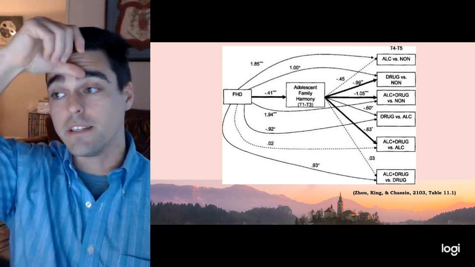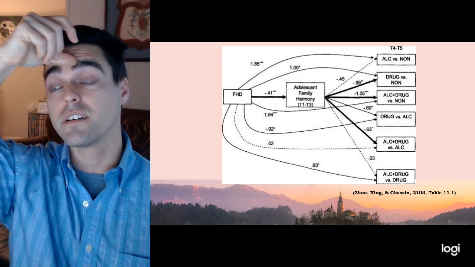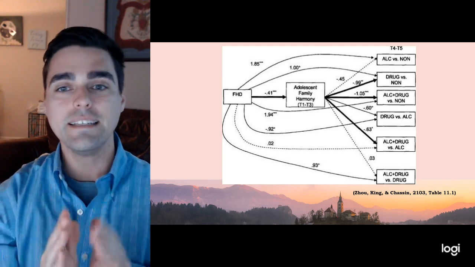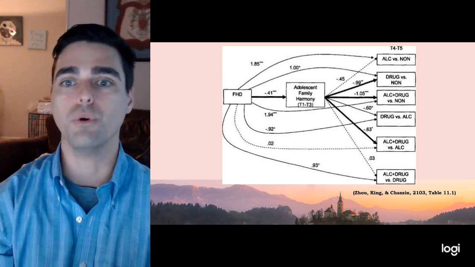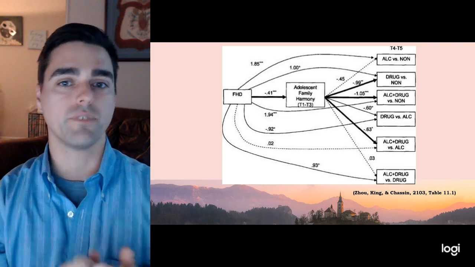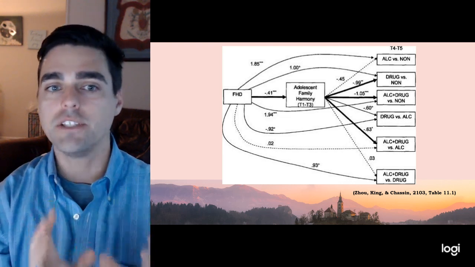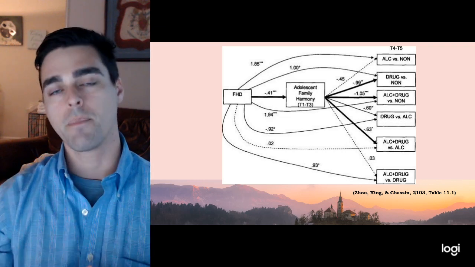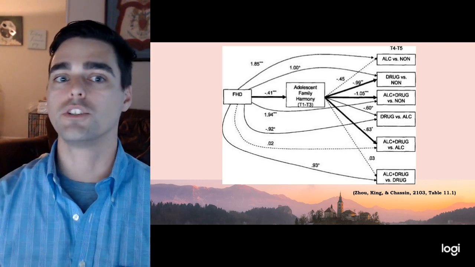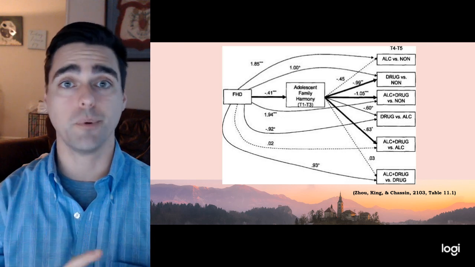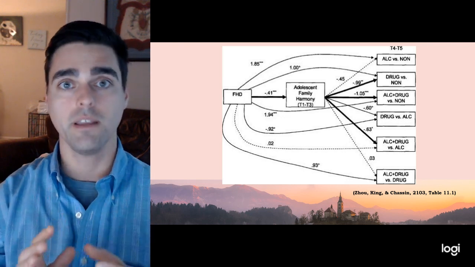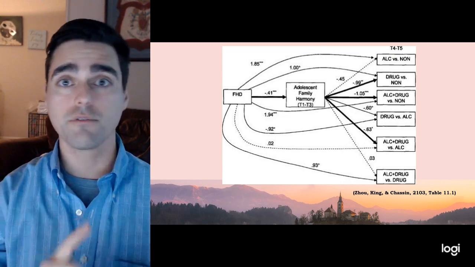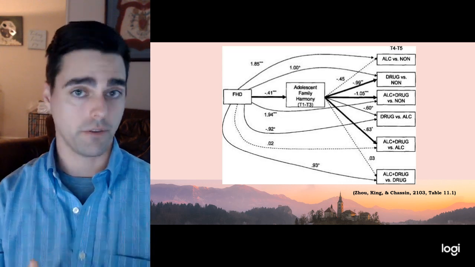So this is a graph that's showing you the tendency for an individual to develop different forms of addiction. Now, FHD stands here for a family history of drinking. And the way they calculated that was just counting up the number of people in a person's family that had a drinking problem. And it was just mother, father, mother's parents, father's parents.